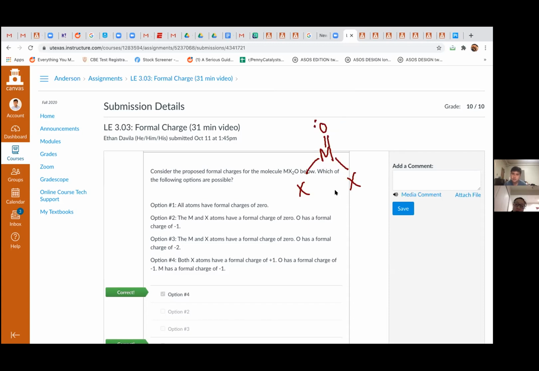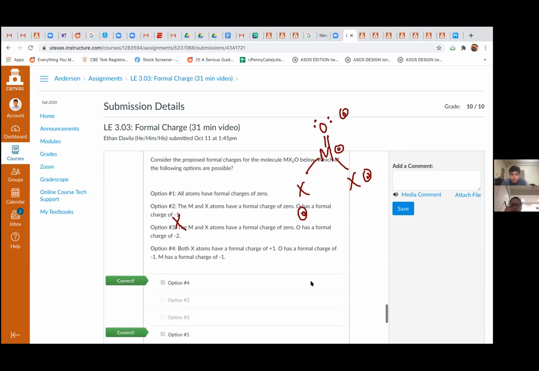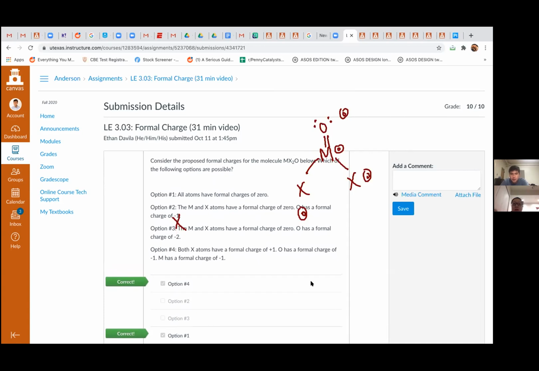Probably like this. This is 0, 0, 0, 0. If M and X have 0, oxygen has formal charge -1. That cannot work, right? Because we just said that if oxygen is -1 charge, M also has to be a +1 charge. It all has to add up to 0. M and X have formal, yeah. They all have to add up to 0.